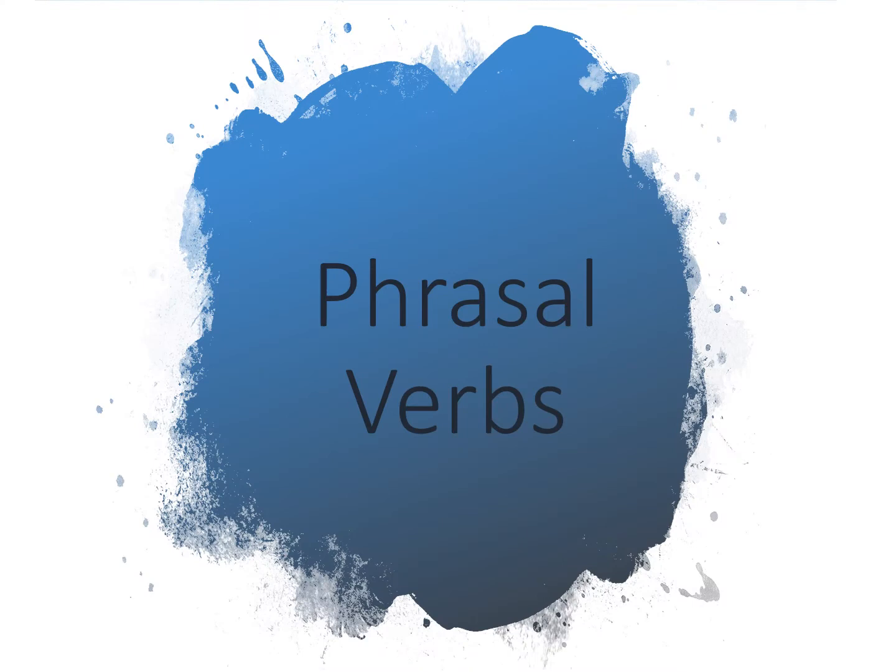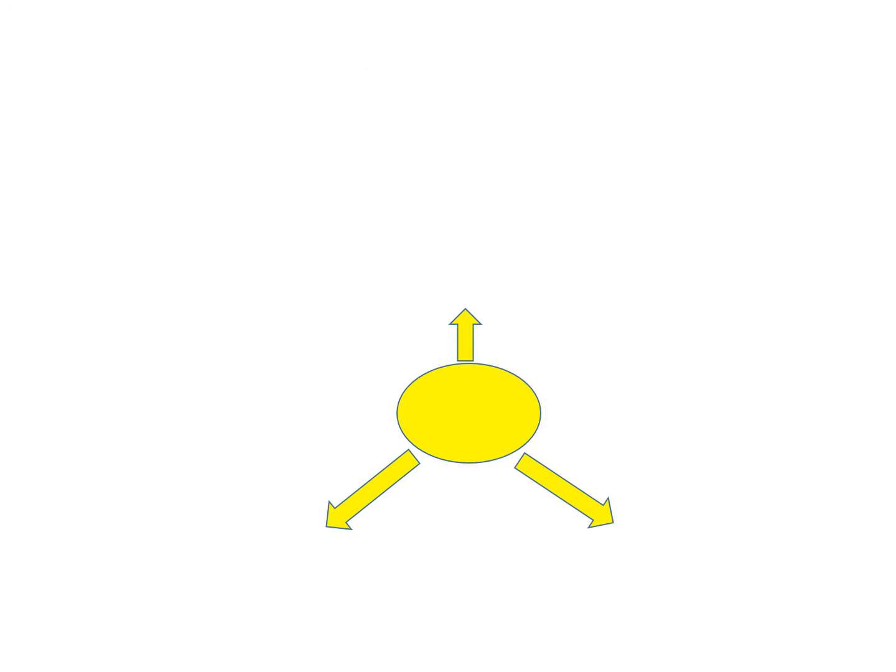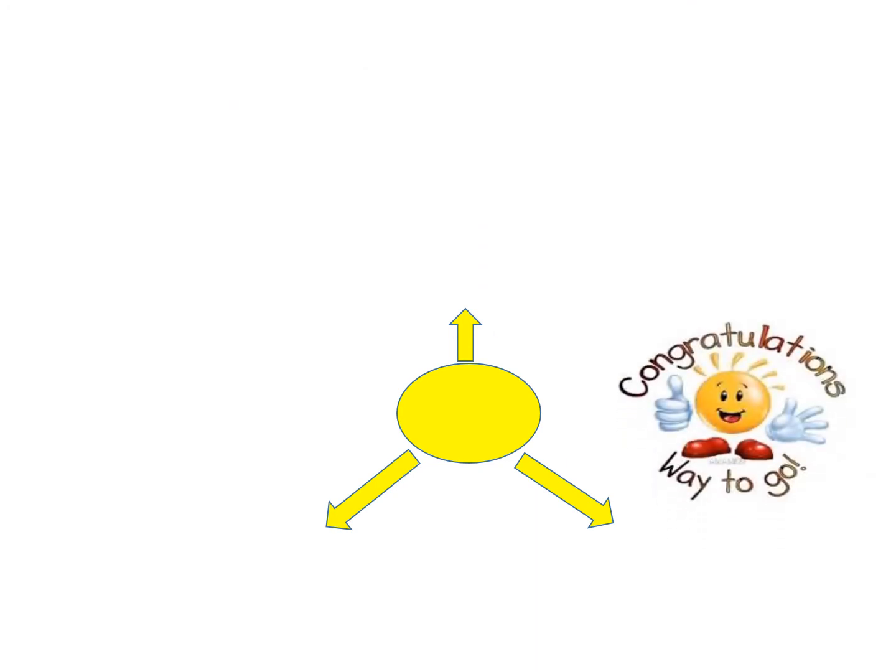Now let's move on to phrasal verbs. Remember what is meant by phrasal verb? Phrasal verb is a verb which is followed by a preposition. For example, congratulate, it comes with the preposition what? Congratulate on. For example, I congratulate you on your graduation. Congratulations on your graduation.